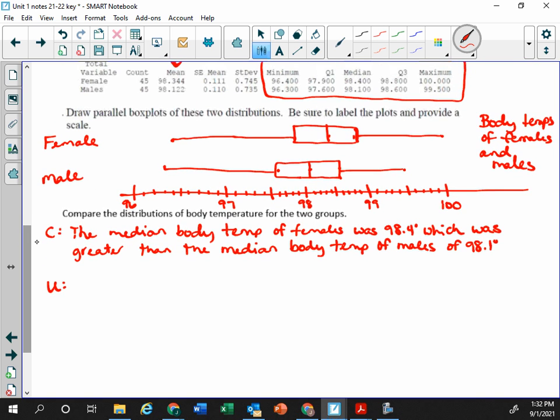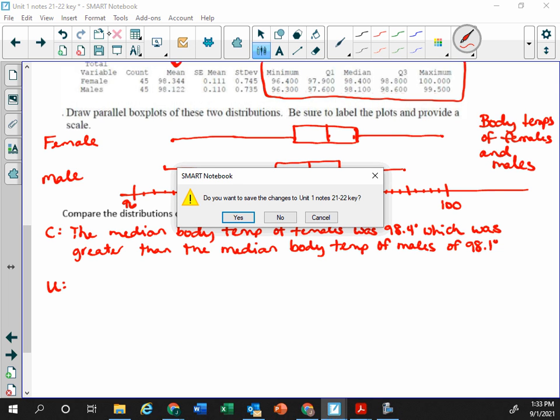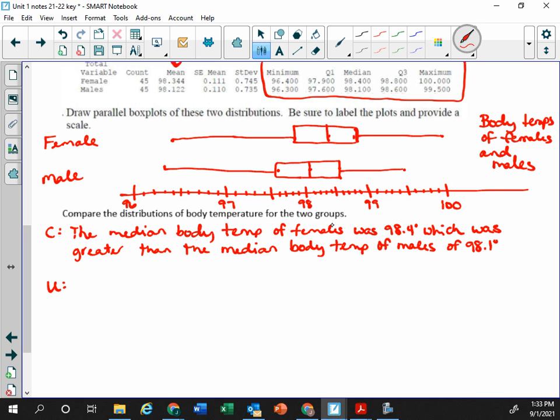All right, what do you think? Unusual features. Do you think there were any unusual features? What's really the only unusual feature we might see on a box and whisker plot? An outlier. Yeah, good. Do you think either of these has an outlier? Maybe. Let's test and see. We didn't run through the outlier formula. So let's do that real quick.